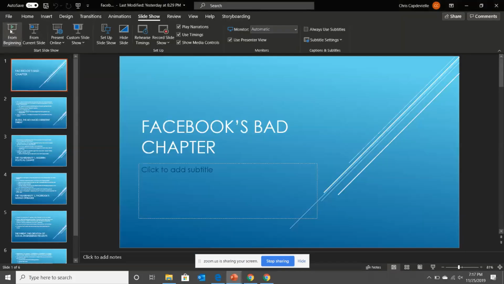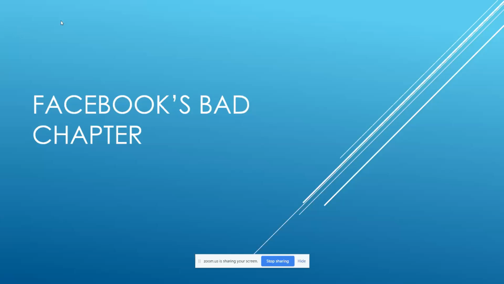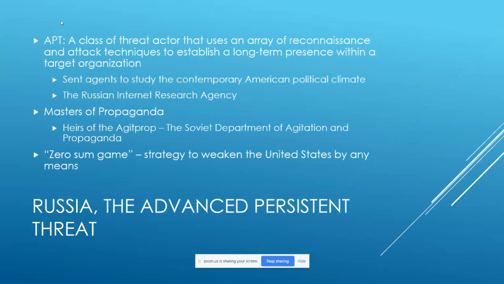All right, so we're going to look at Facebook's bad chapter, which I think many of you know. It's basically how they socially engineered and influenced our election. So let's look at Russia, who in this case is the advanced persistent threat. They, of course, are historically masters of propaganda. They had what was called the Agitprop, their department of propaganda and agitation. They right now are essentially in a zero-sum game with us, where any kind of loss is a gain for them. Their goal for this election was really to prevent Hillary from winning.